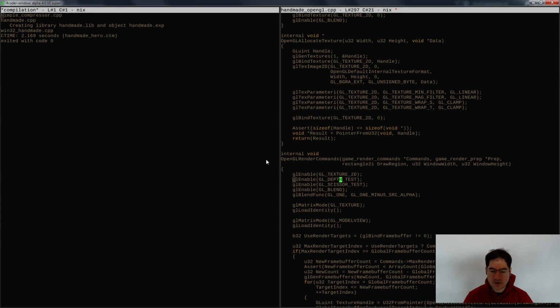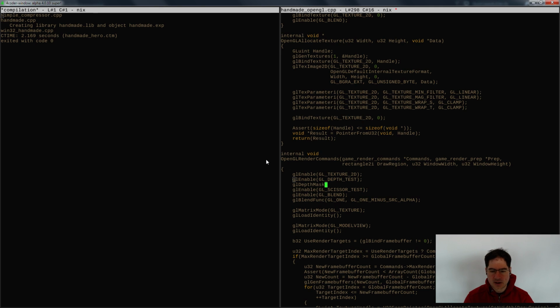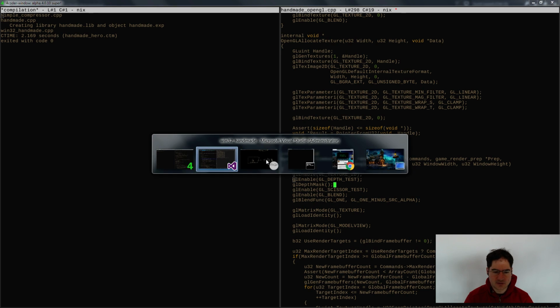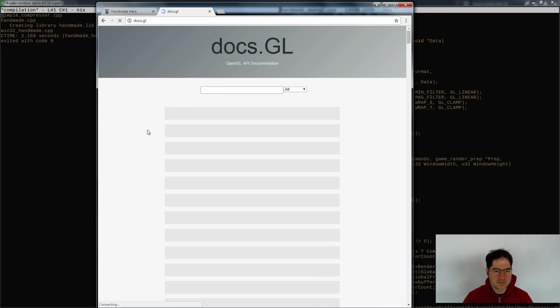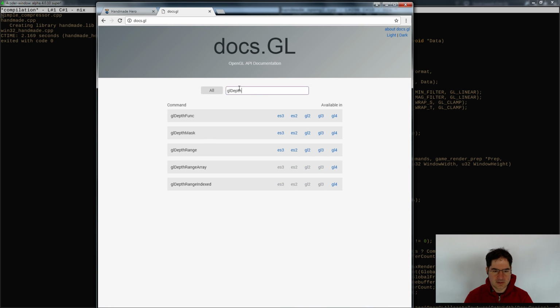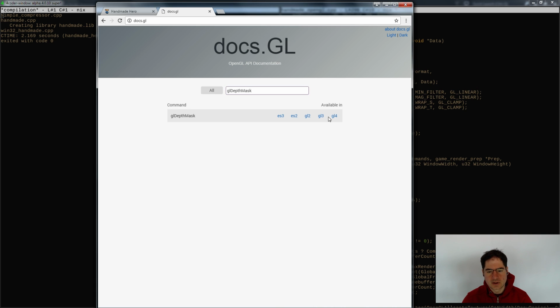There's actually two separately controllable things you can do with the depth buffer in the fixed function pipeline. One is to control whether or not you are reading and testing from the depth buffer. The other one is to control whether or not you are writing to the depth buffer. And so there's actually also another one called glDepthMask. And I'll show you this one in docs.gl because it's not an enable call. It's its own call.